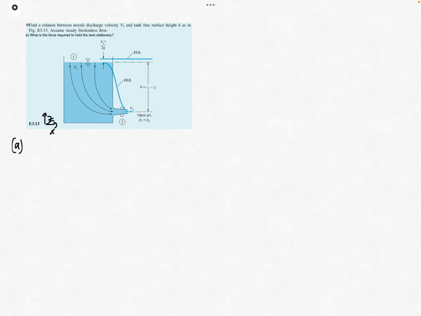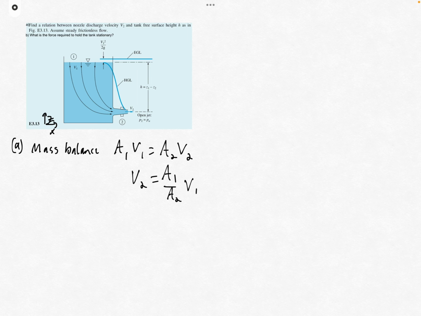Okay, so to get started here, for part A, the best place to start is actually going to be mass balance. As I mentioned, mass balance is really commonly a good place to get started, especially if you don't know what it is. So we'll say by mass balance, we would have that A1 V1 is equal to A2 V2. Now we're asked to basically solve for V2, and so in this case we end up with V2 is going to be equal to A1 over A2 times V1.